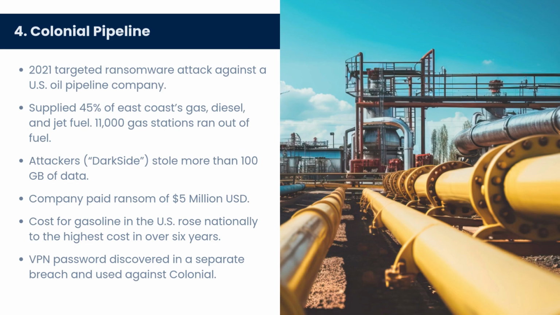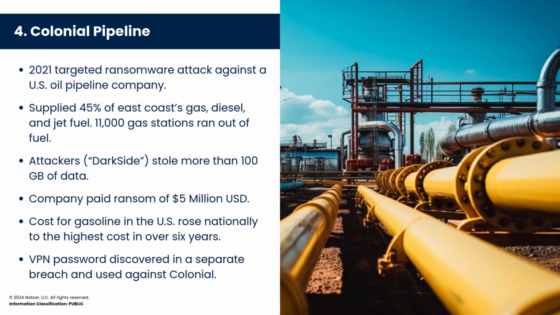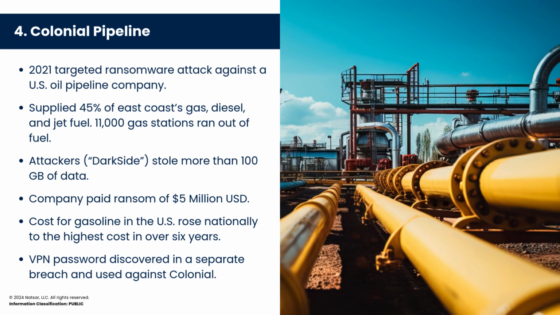And then number four, Colonial Pipeline. This is something also near and dear to many of our hearts in the United States. We all probably remember this. This was a 2021 attack that targeted a U.S. oil pipeline company that supplied 45% of the East Coast's gas, diesel, and jet fuel. In fact, 11,000 gas stations just ran out of fuel because they weren't able to be resupplied.